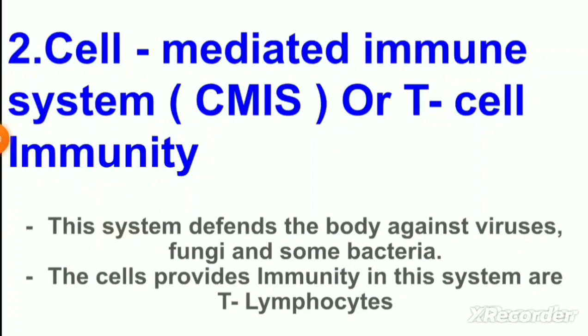The second major component of acquired immunity is the cell mediated immune system, also known as CMIS or T cell immunity. This system defends the body against viruses, fungi, and some bacteria. The cells that provide immunity in this system are T lymphocytes. The cell mediated immune system is explained by an animation.